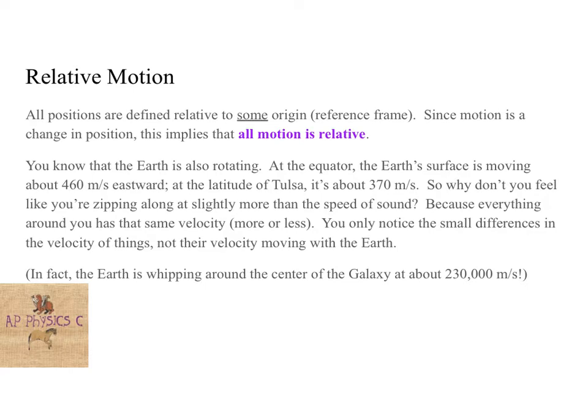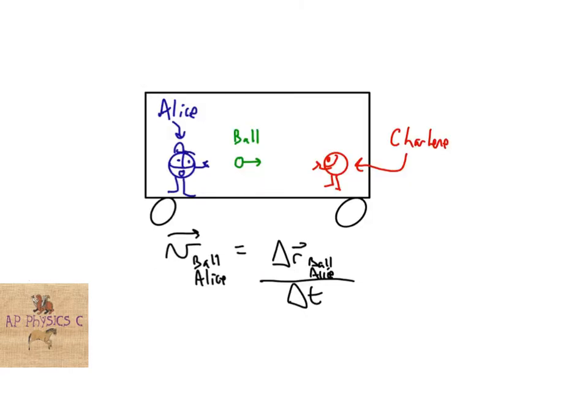In fact, the Earth is whipping around the center of the galaxy at about 230,000 meters per second, and the solar system as a whole is falling in towards the direction of Virgo at even greater speed. But all of these things are moving together, so they kind of drop out. We don't notice them. Now we're going to derive how that expresses itself.